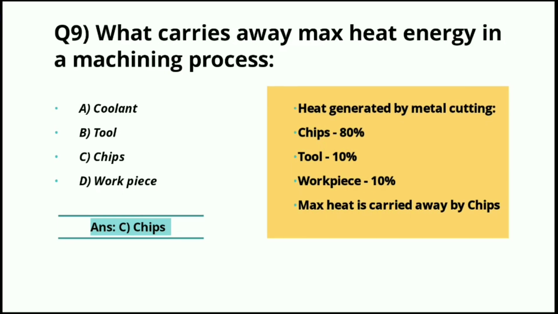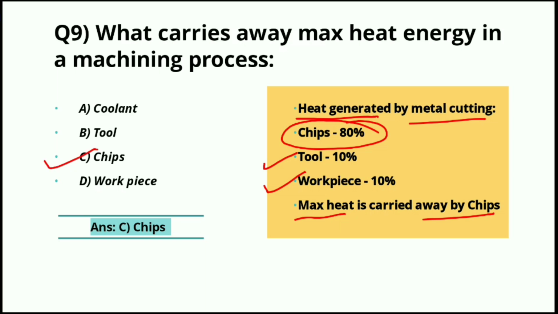Out of the total heat generated by metal cutting, 80% of the heat is carried away by chips, 10% by the tool and 10% by the workpiece. So maximum heat is carried away by chips. So the answer is part C, chips. Now we will see our next question.